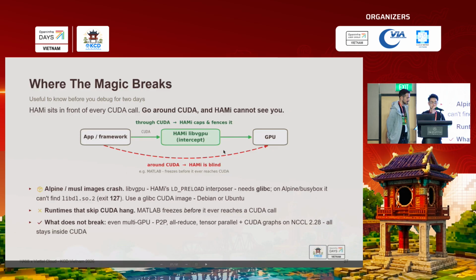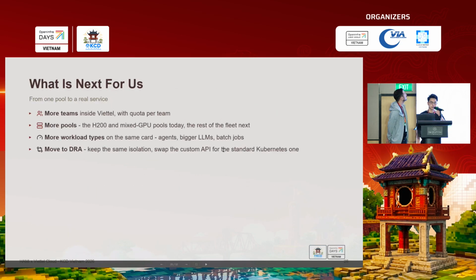But the nice thing is HAMi works very well even with multi-GPU. We tested GPU peer-to-peer, all-reduce, tensor parallel, and CUDA graph on NCCL, staying inside CUDA, and it works very well. And what is next for us? Next year we want to have more teams inside Viettel with quota per team, more pools, the rest of the fleet, and more workload types on the same card, like bigger LLMs and batch jobs, and move to DRA like Zera.